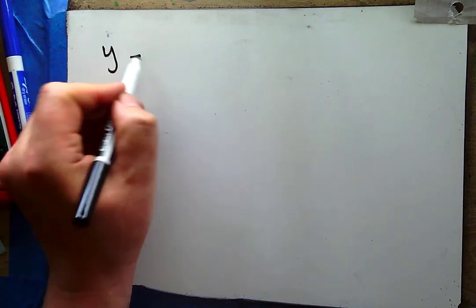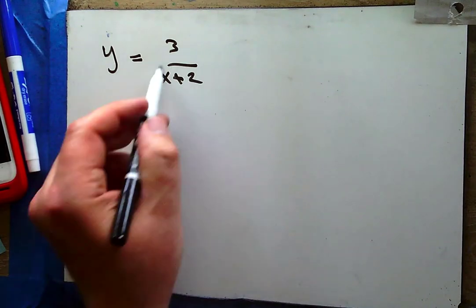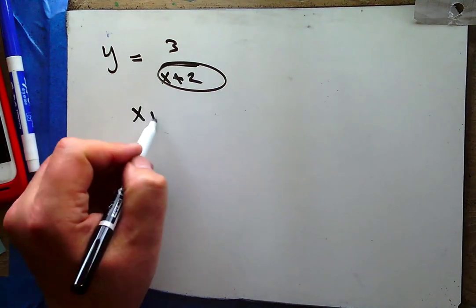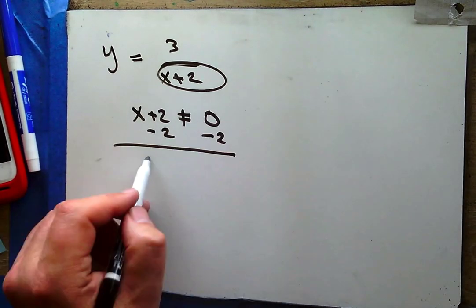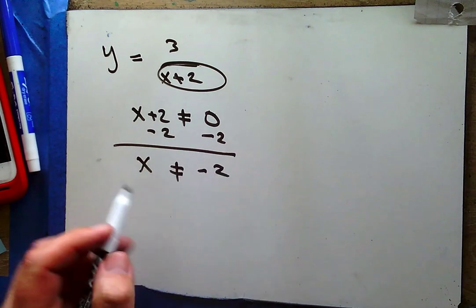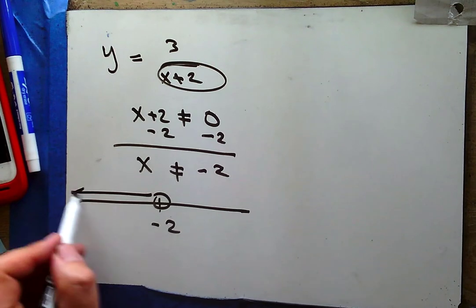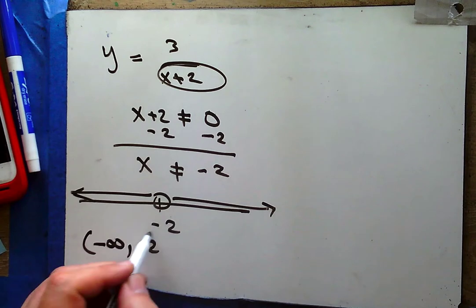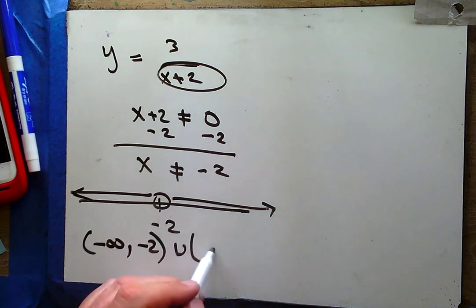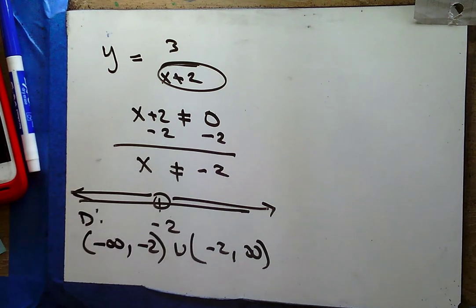All right, so let's look at y equals 3 over x plus 2. Okay, what can't I have in the denominator? X plus 2 can't be equal to 0, which means that x can't be equal to -2. X can't be that number. Well, it can be all of these numbers, and it can be all of these numbers. So I'm going to say -infinity to -2, union -2 to infinity is the domain for this function.